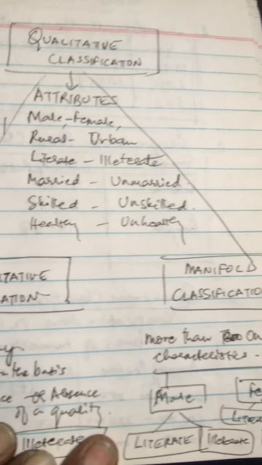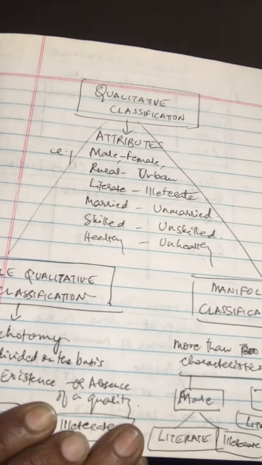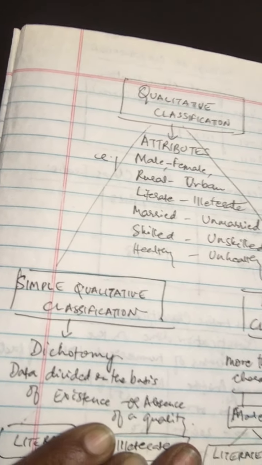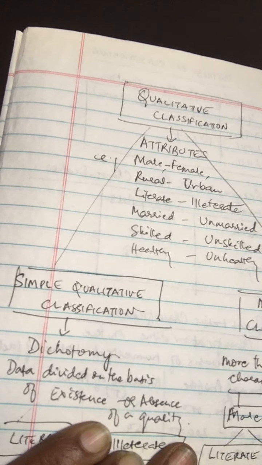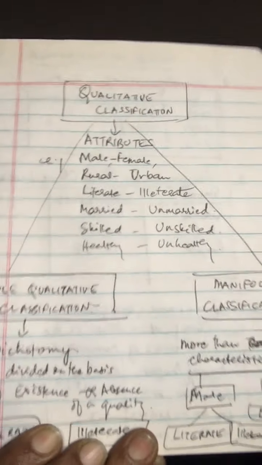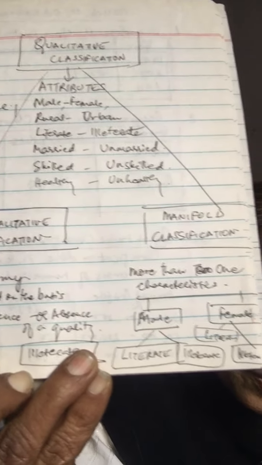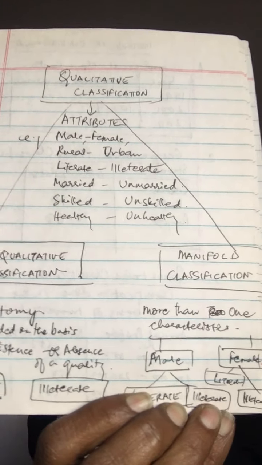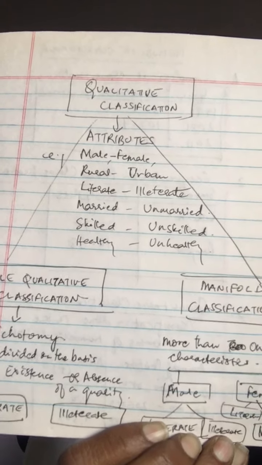Now if you want to have more than that, then in this you will have, say, male, female, skilled, unskilled, literate, illiterate, rural, urban, however you want to go about it. So this is the basis of classification, and for any data that you collect and classify, make sure that these are the 4 important classifications.